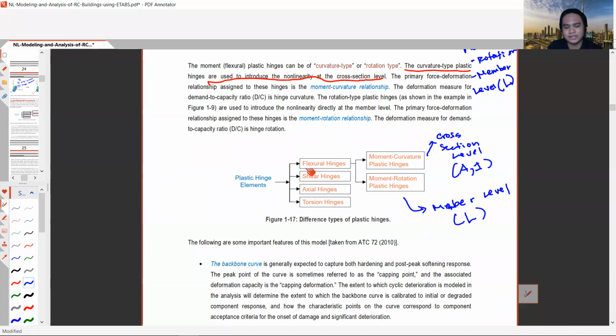Okay. So yun na, lahat. Meron tayong 4 plastic hinges, the flexural, shear, axial, and torsion. And in flexural, merong dalawa, moment curvature and moment rotation type. So the following are some important features of this model.